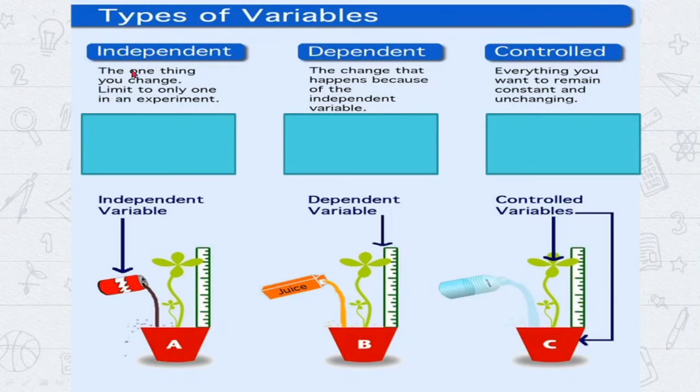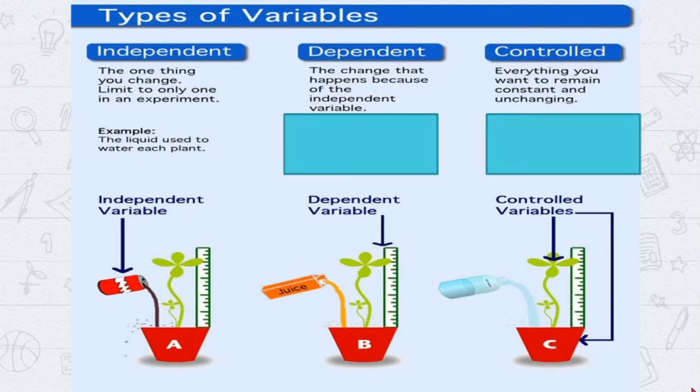The independent variable is the one thing that you change. It is limited to only one during an experiment. In this experiment, our independent variable, the factor that we are manipulating, is the liquid used to water each plant. In plant A, the liquid that we use is a soft drink. In plant B, we use a juice. And in plant C, we use water. In identifying the independent variable, it is important to note that independent variables are the factors that we change or manipulate during an experiment.